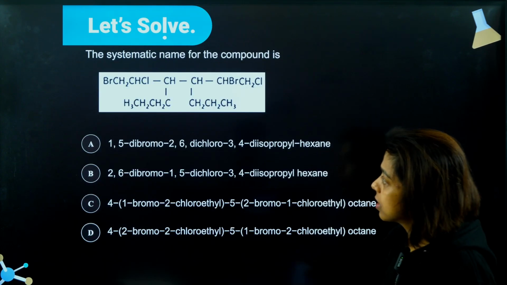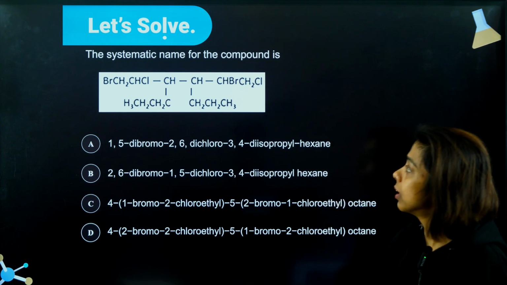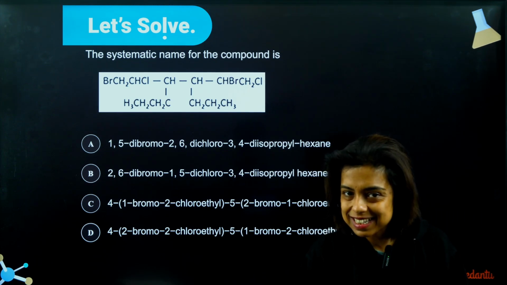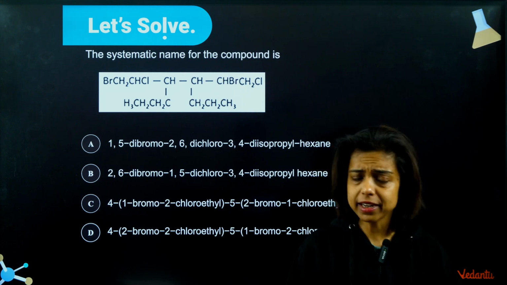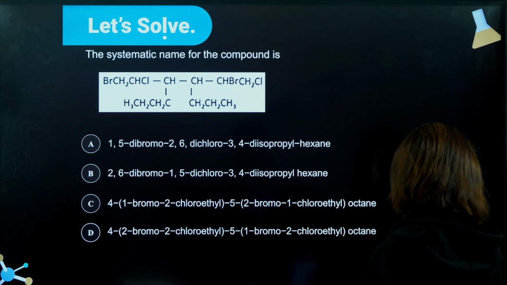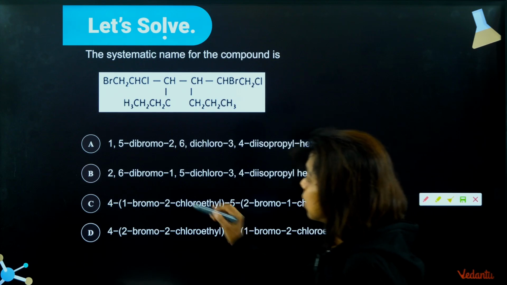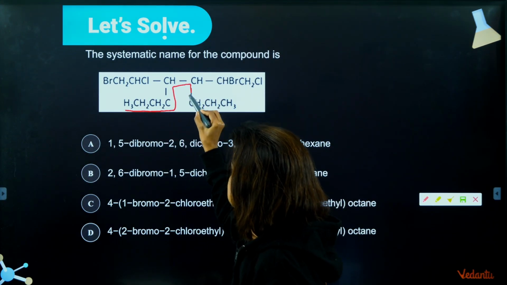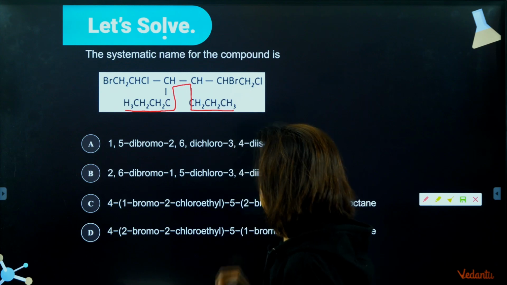Now the question is: what is the systematic name for the following compound? So you see a somewhat complicated molecule. First select the parent chain, the longest carbon chain. Let us select the parent chain first. So 1, 2, 3, 4, 5, 6, 7, 8, 9. This is the parent chain, guys.